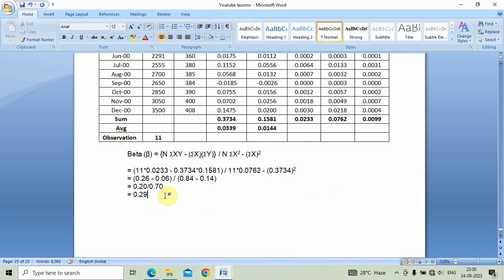It is a less risky stock as the value of beta is less than 1.